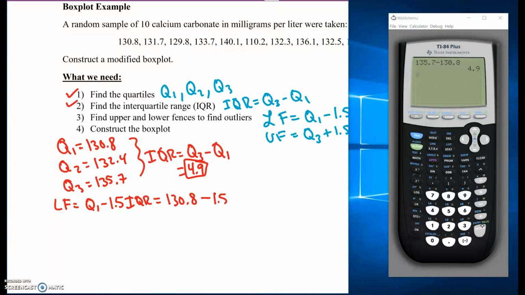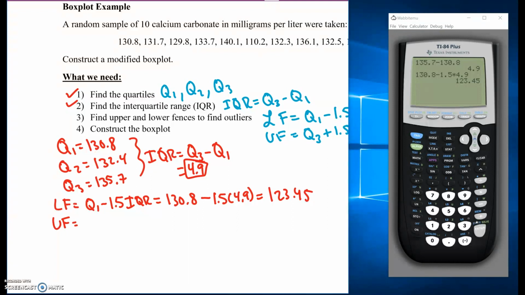Minus 1.5 times this 4.9. So let me put that in my calculator. 130.8, minus 1.5 times 4.9. Let's see what that gives me. So my lower fence is going to be 123.45. So anything lower than that will give me an outlier.